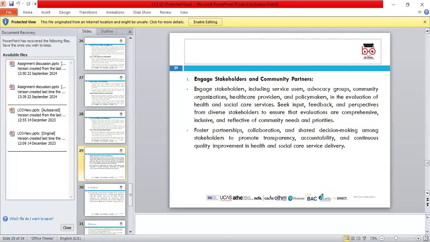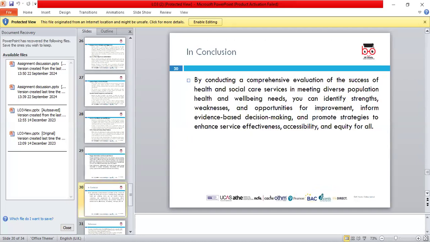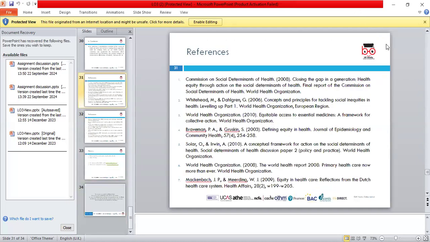Engage stakeholders and community partners. We've spoken about that, haven't we? So in conclusion, that's what we have done for today.